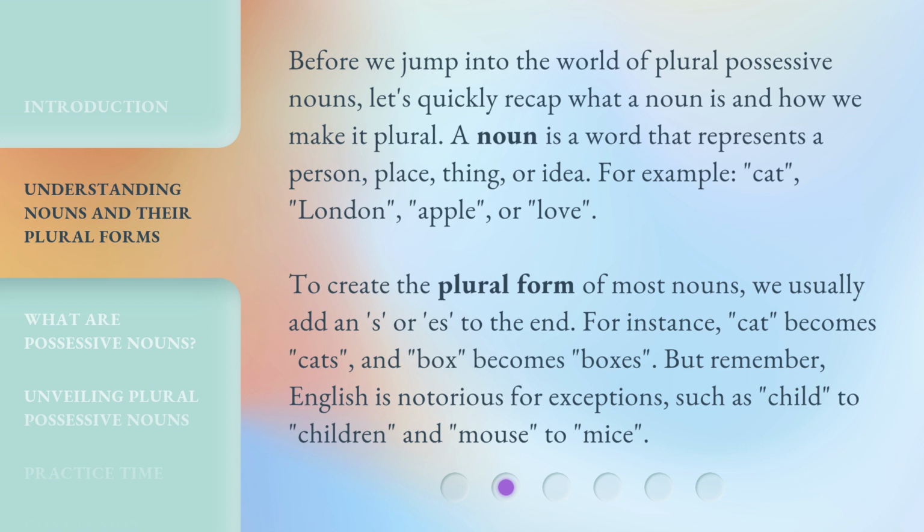To create the plural form of most nouns, we usually add an s or es to the end. For instance, cat becomes cats, and box becomes boxes. But remember, English is notorious for exceptions, such as child to children and mouse to mice.